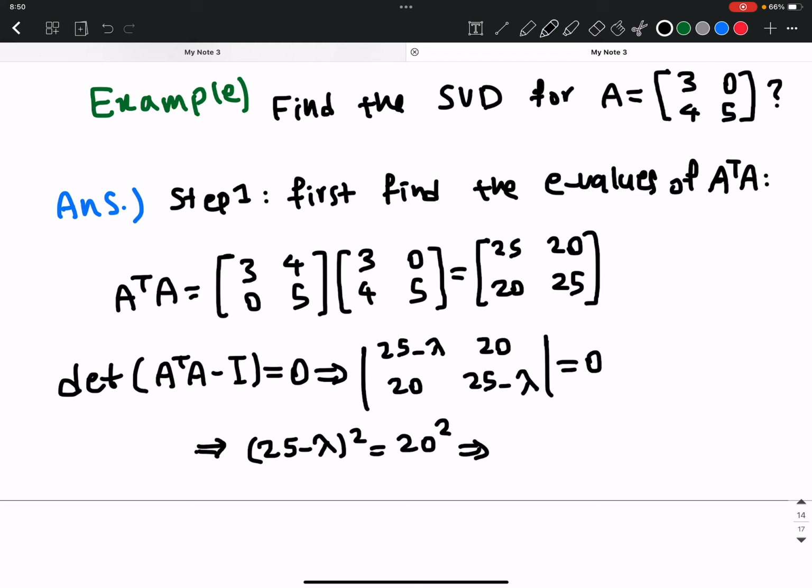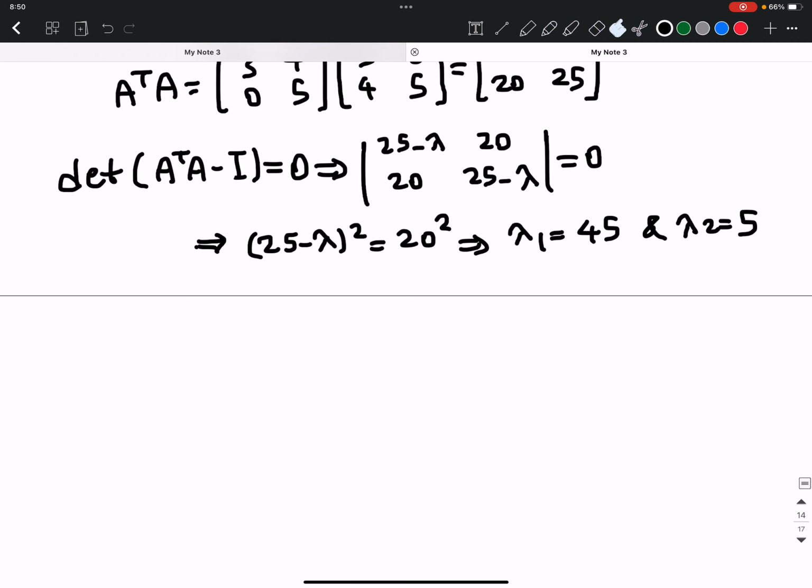So then we will have two roots here. Lambda 1 is 45 and lambda 2 is 5, right? So these would be my eigenvalues for this problem. Okay, so this gives me the singular values of A for the SVD.